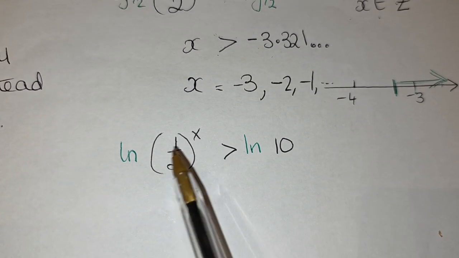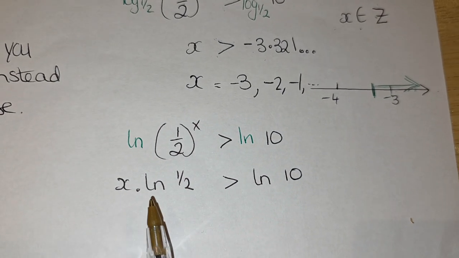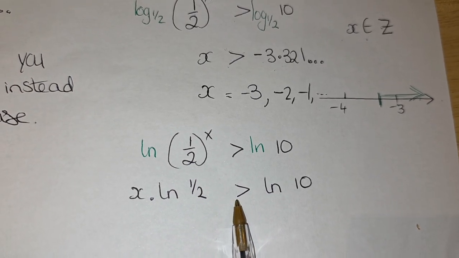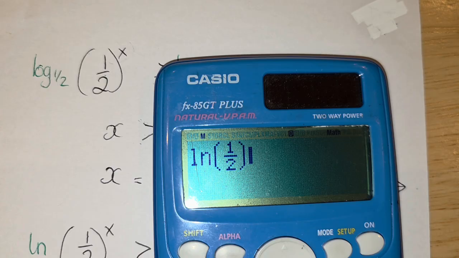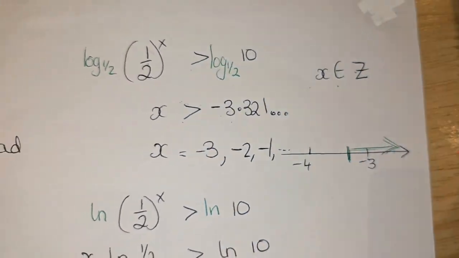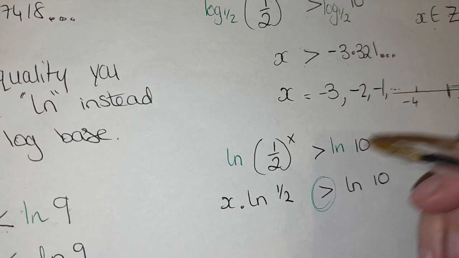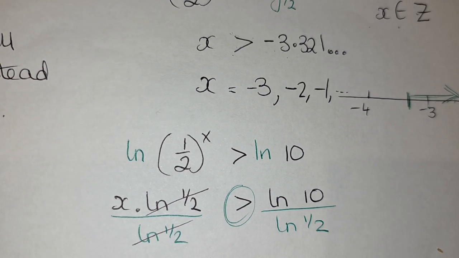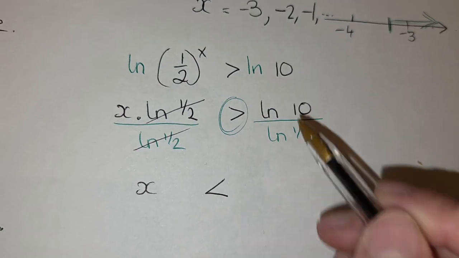Okay, apply my rules of logs, bring down the power of x in front. I want to get x on its own, so I need to divide across by log 1/2. Remember, it's inequalities, so check to see whether log 1/2 is positive or negative. It's negative. Okay, so I now know that I am dividing across by a negative number, which means the inequality symbol is going to flip around. So ln 1/2 will divide into ln 1/2 once, so it's gone. You're left with x is now going to be less than this.